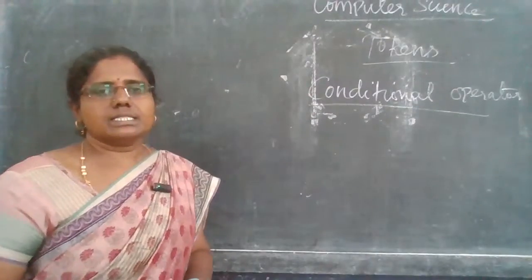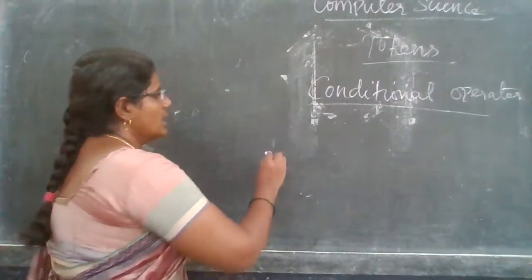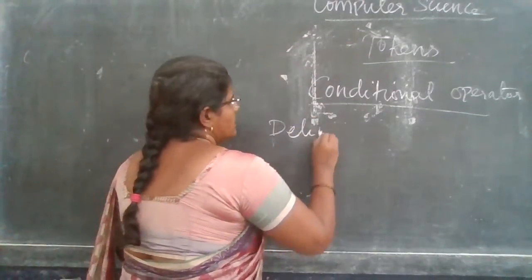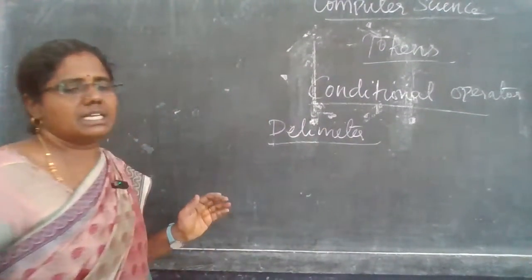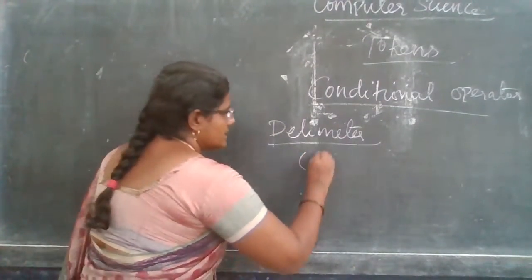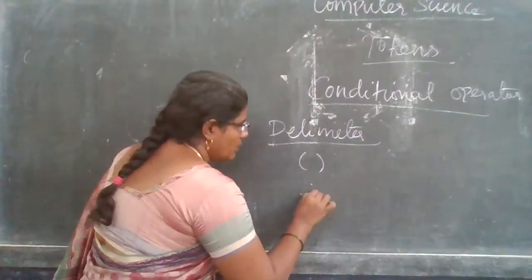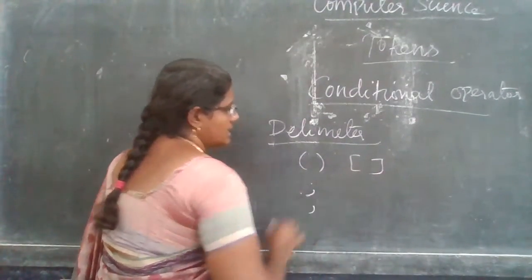The next token is delimiters. Delimiters are like punctuators. In C++ we studied punctuators. Here they are called delimiters. Delimiters set the boundary. For example, parenthesis is a delimiter, semicolon is a delimiter, comma is a delimiter, square bracket is a delimiter.